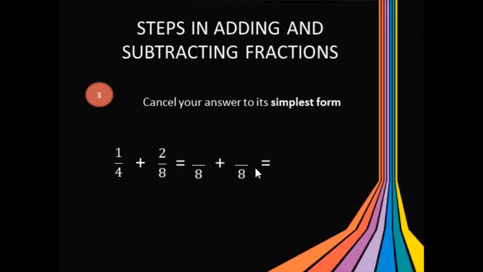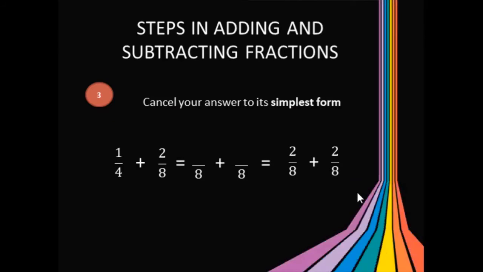So, it's 8 divided by 4 is 2 times 1, we get 2 8s. Plus 8 divided by 8, 1 times 2, 2. We get 2 8s. Now, our denominators are the same already, so we can add. Right? So, 2 plus 2. We get, okay, very good. We get 4 8s.